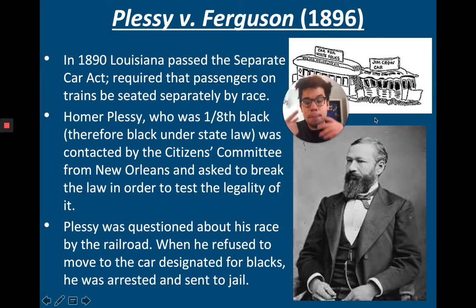Homer Plessy buys a ticket for the train car. He gets on, he sits in the white section. He's questioned about his race by the railroad company. He refuses to move to the car he's supposed to be in under the law, right? He's arrested and then sent to jail, and then he's bailed out for $500. Remember, this is all being done on purpose, right? They're trying to create a situation where they can sue the state.